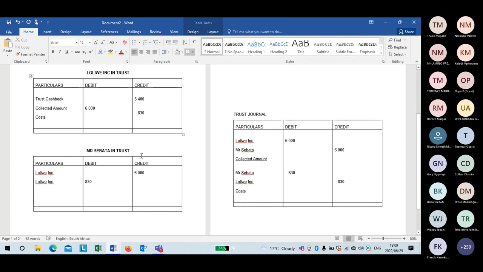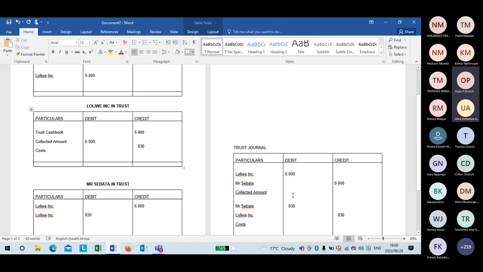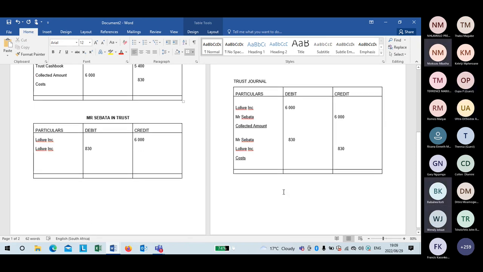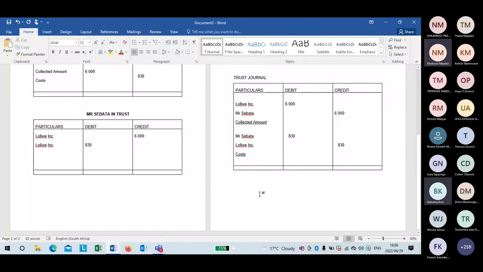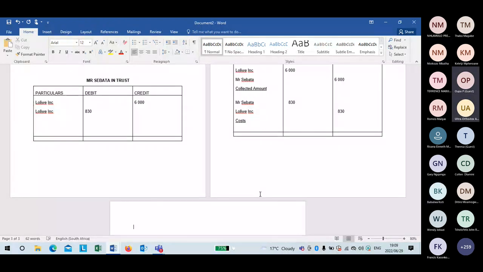Can we go to step number four? Yes, sir. In our step number four, what do we deal with? Our fees. Where do we get our fees? You said we must look at the credit side of the statement, except for the collected amount. How much? 230. Where do we record this? Fees journal.